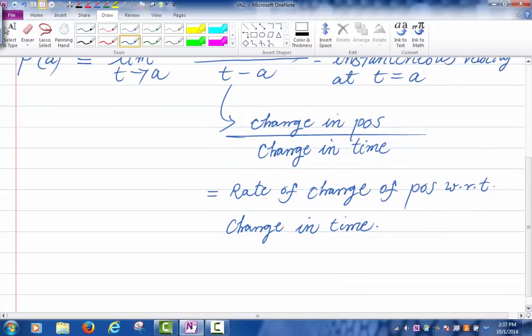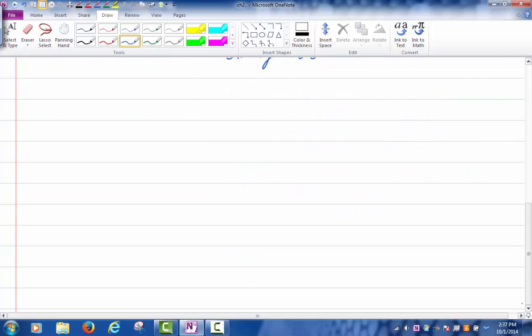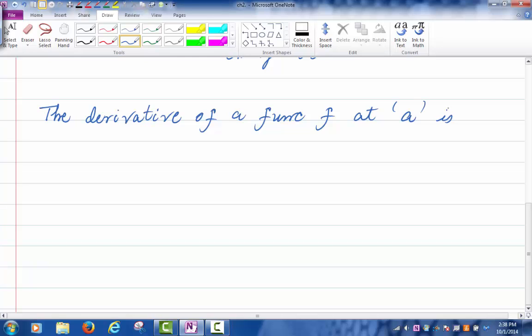So generally, if I have any function, what's the derivative of that function? What's the instantaneous rate of change of that function at A? So the derivative of a function f at some number A is given by f prime of A.